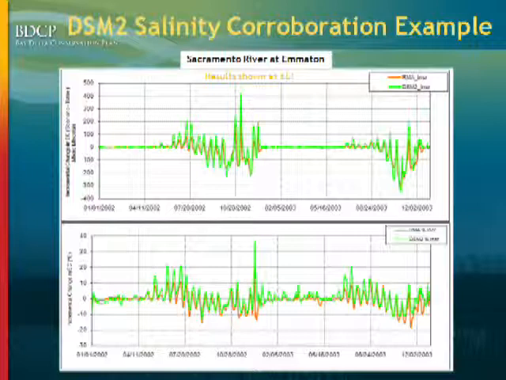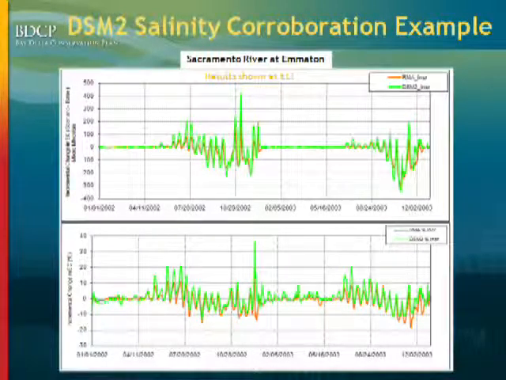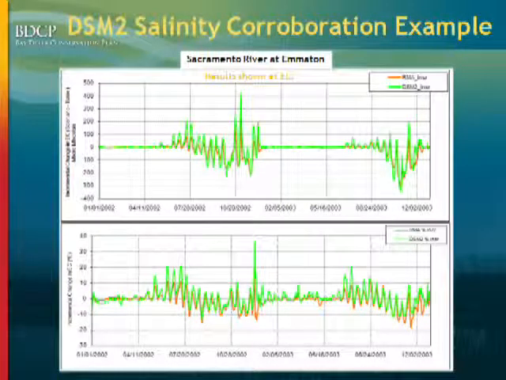So this is an example of how the salinity was corroborated. Again, the focus has been on the early long-term incremental change. This is an example at the Emmaton location on the Sacramento River. The top plot shows the absolute incremental change between RMA's existing model and RMA's early long-term model. The red line represents the DSM2's incremental change that we expect at the early long-term. And we tried to match the DSM2 to replicate the RMA's incremental change. The bottom plot is showing the same information as a percent of the mean, or the baseline salinity.